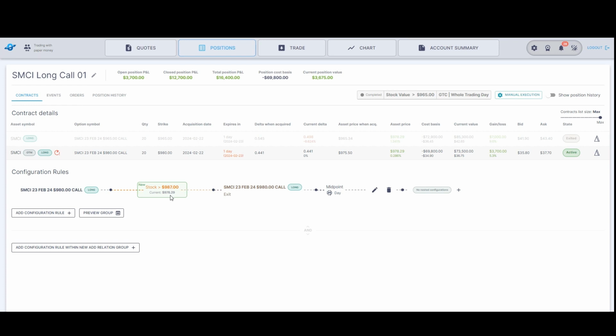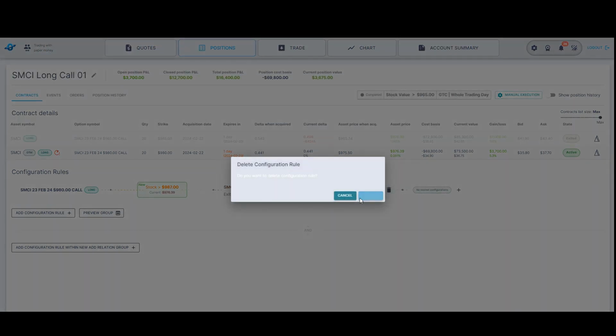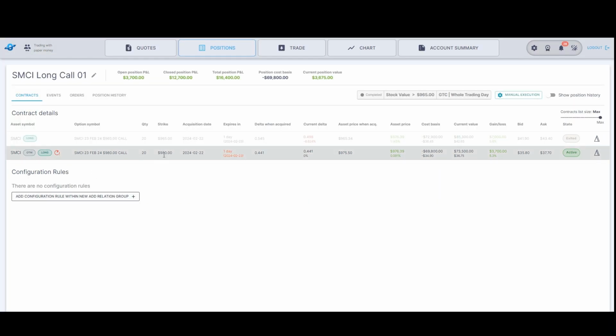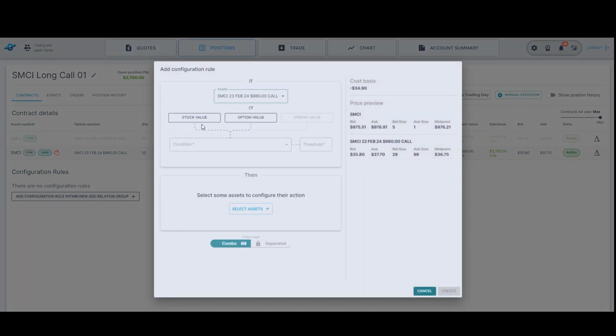So now we're saying above 987. Let's change that in terms of the movement. We already did that, so let's cancel this, confirm. And we're in these 980s now, so let's roll those up if we break 990 stock value. Let's create and do 990. Let's roll up.